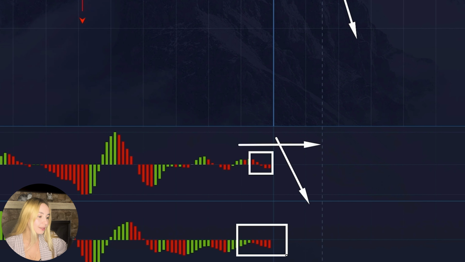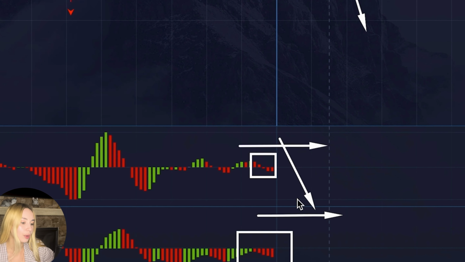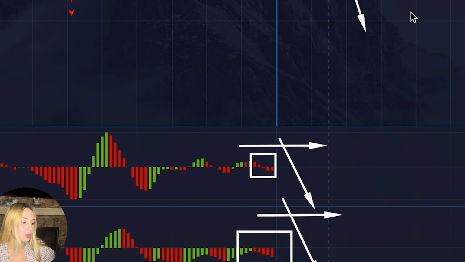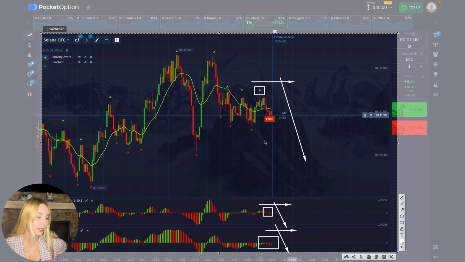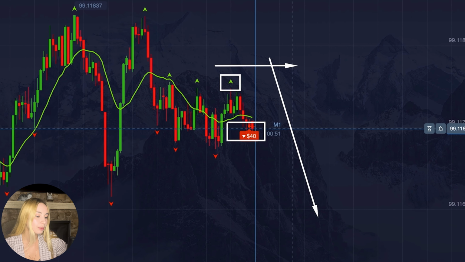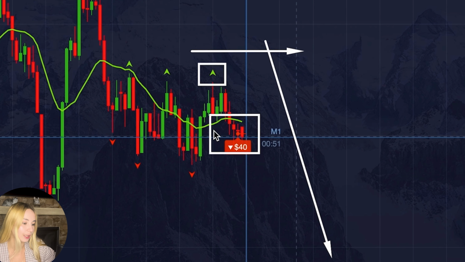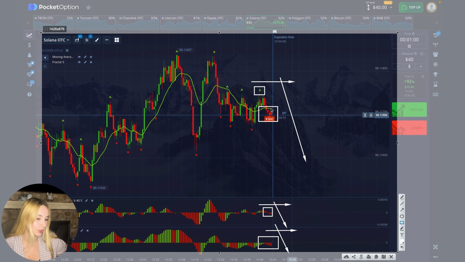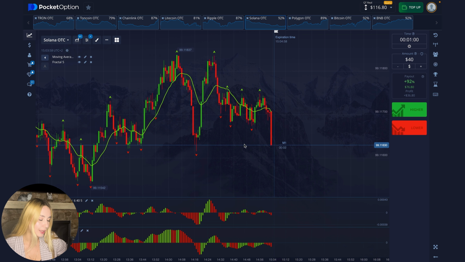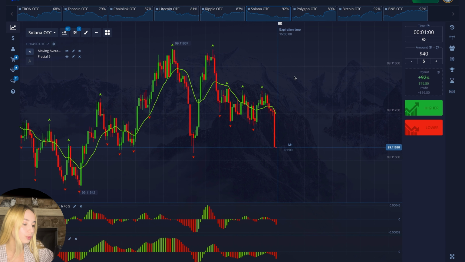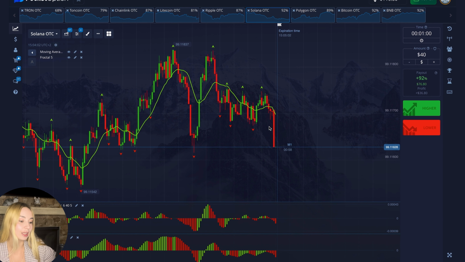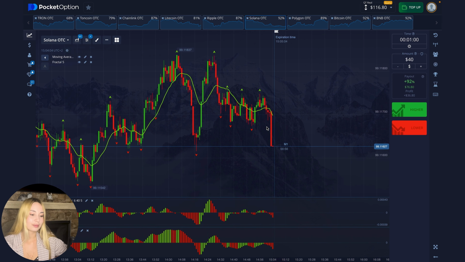So a key detail here: the price bars, your candles, however you prefer to call them, should be located below the weighted moving average. That means there must be a clean crossover before you consider an entry in any direction. So in this case, the trade was opened for a put and closed in profit.